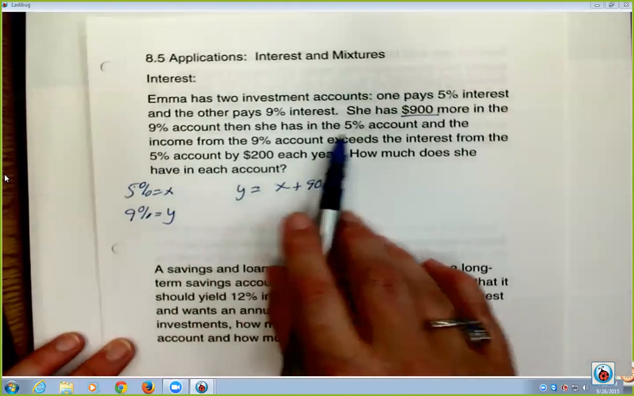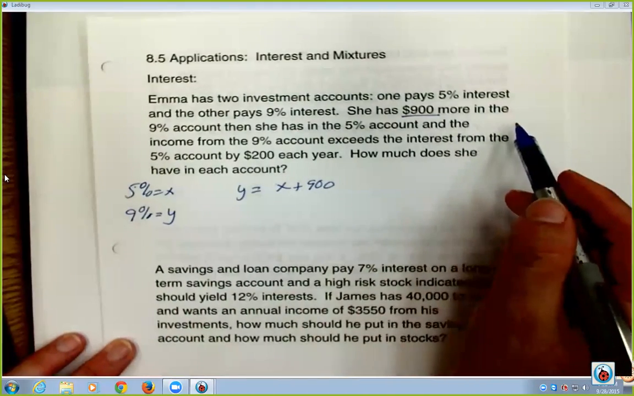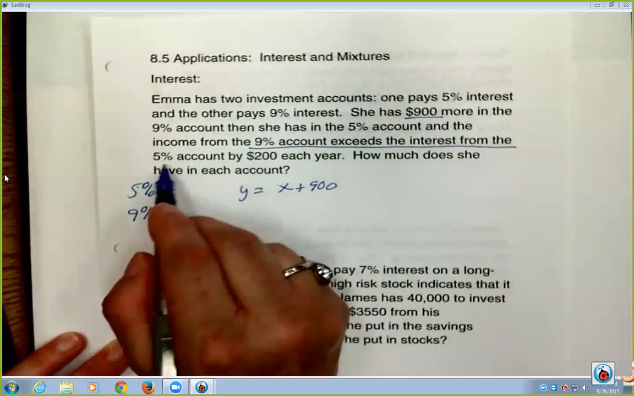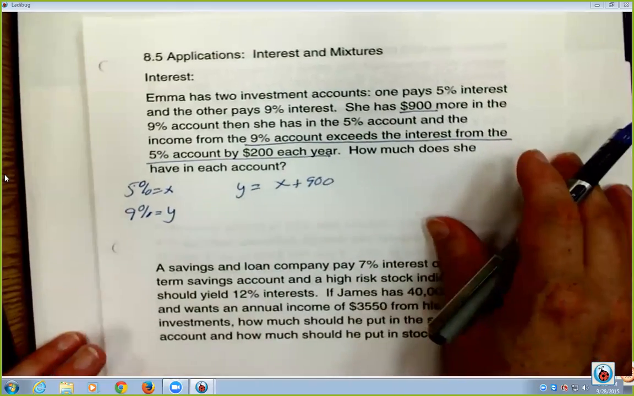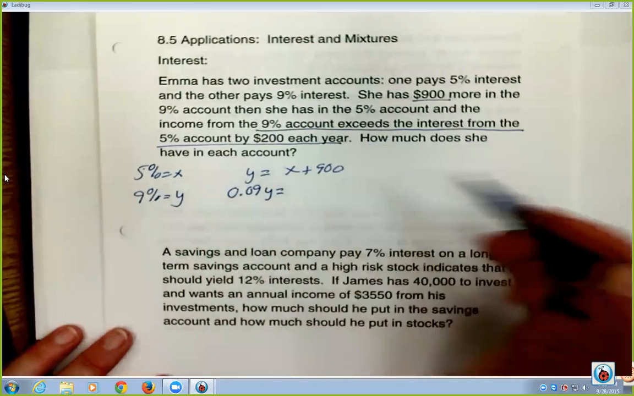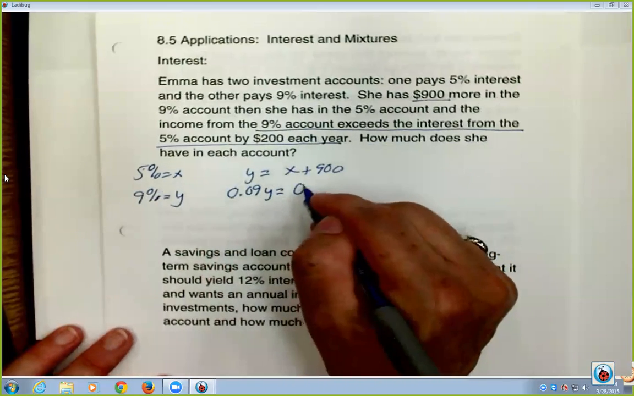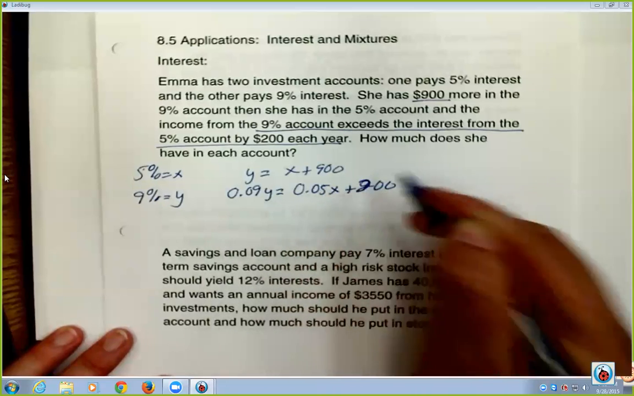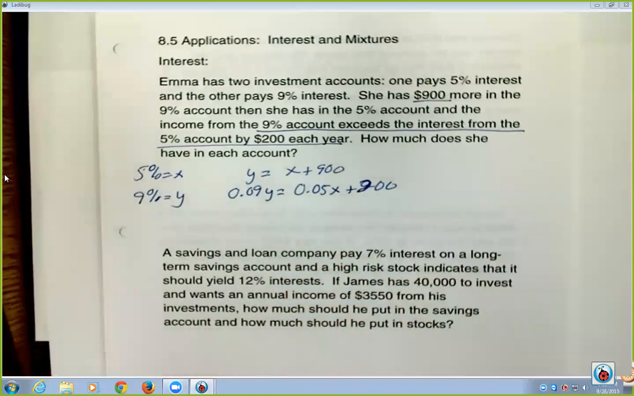Then the second piece: the income from the 9% account exceeds the interest from the 5% account by $200 each year. So you need your percentage in here. And so then it's going to be 0.05X plus $200 because it's exceeding it. So we have more money in that one than we had in the other. So you've got to set it up in that manner so you get your pieces in there.